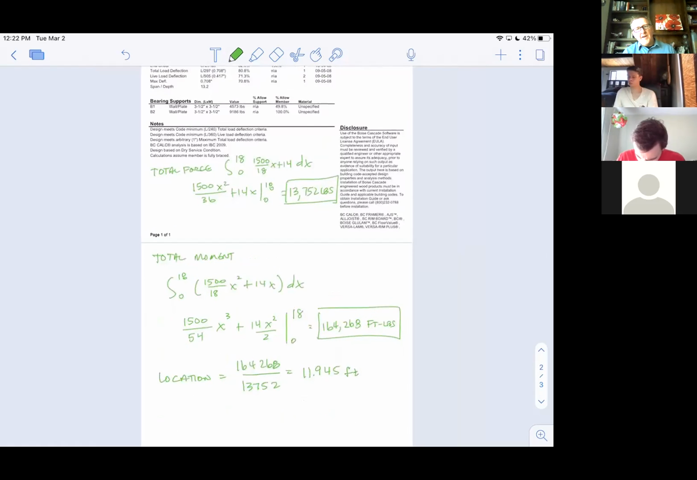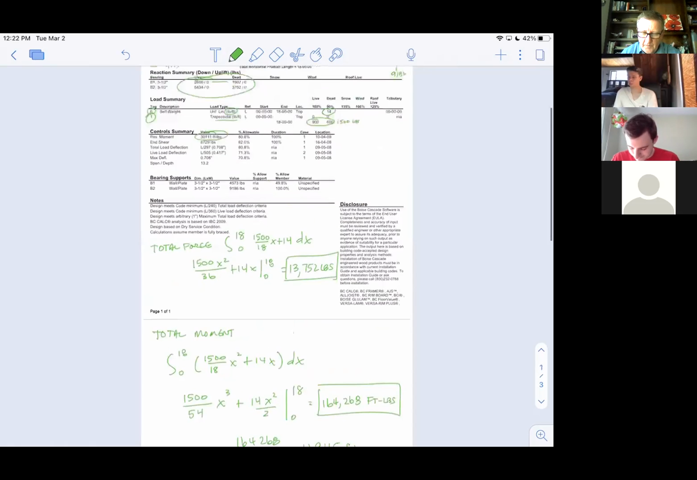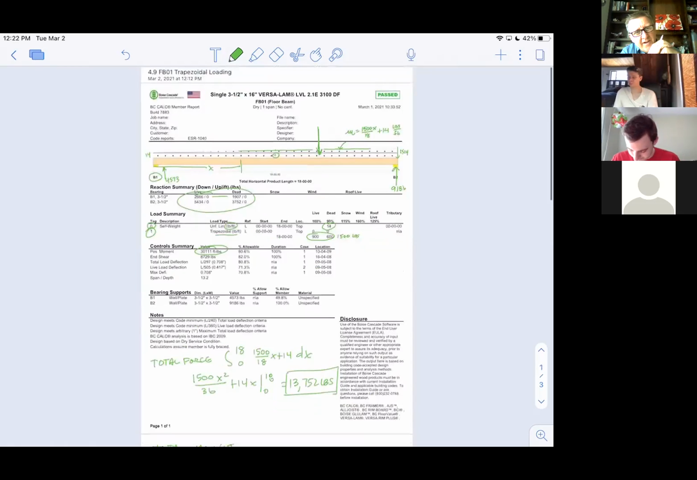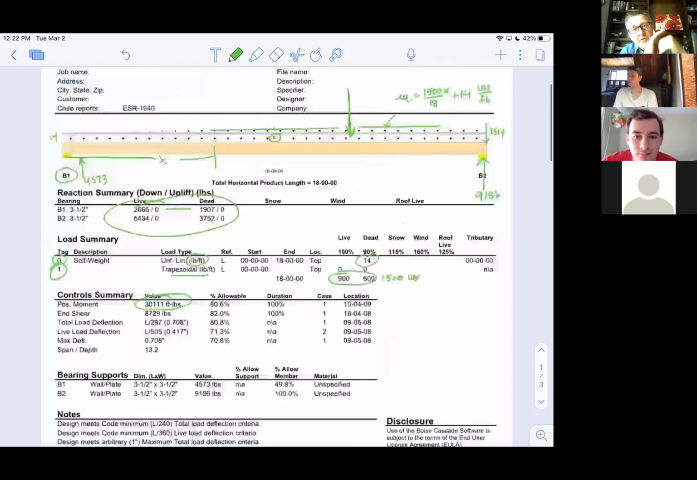Now this wasn't a triangle, so it isn't exactly 2/3, but isn't 2/3 of 18 12 feet? And so notice this is really close to being a triangular load. Do you understand that? Because one side is 1,514, the other side's only 14. That's a really tiny number. This is really close to being a triangular load. Therefore, it's really close to 2/3 of the way over.